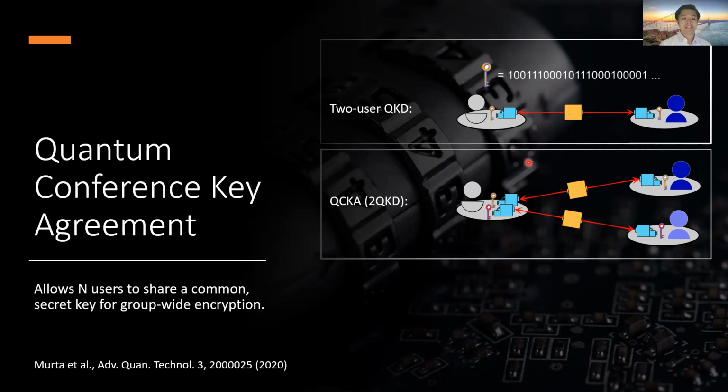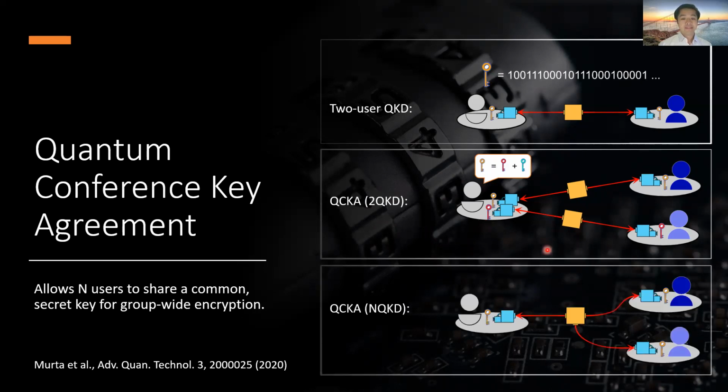Moving to the conference key setting, we have three users, Alice, Bob, and Charlie. As before, Alice and Bob can share a pairwise key using QKD. Then Alice and Charlie separately do the same and obtain a second key pair. Note that each of these pairwise keys is unique, and as such, in order to use this in a conference key agreement setting, Alice will need to coordinate with one of these users to transform these keys such that all three users end up with a common key at the end. We will refer to such methods of conference key agreement as 2QKD.